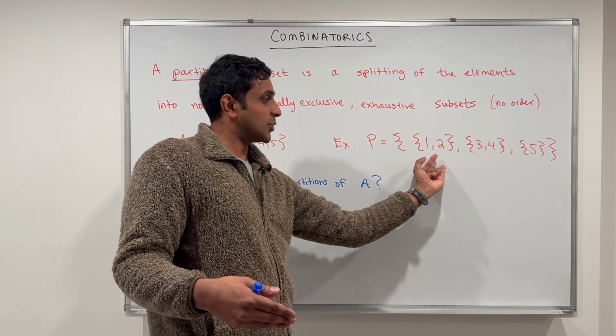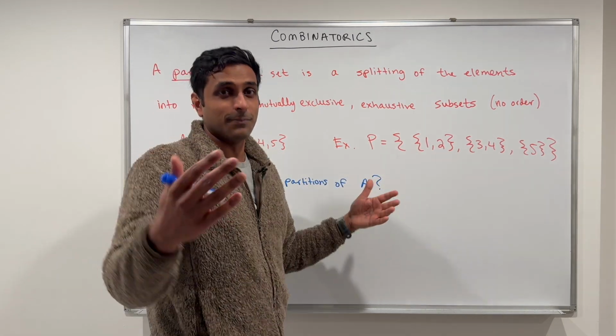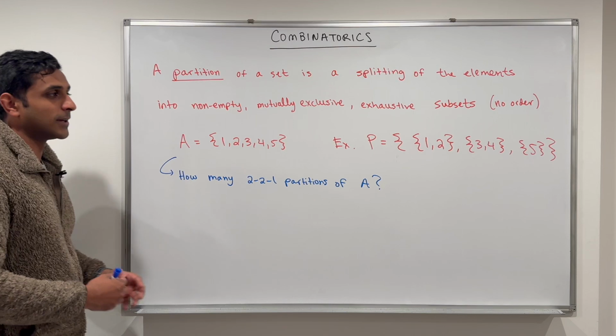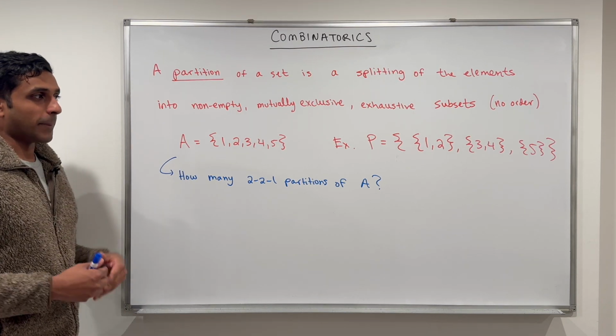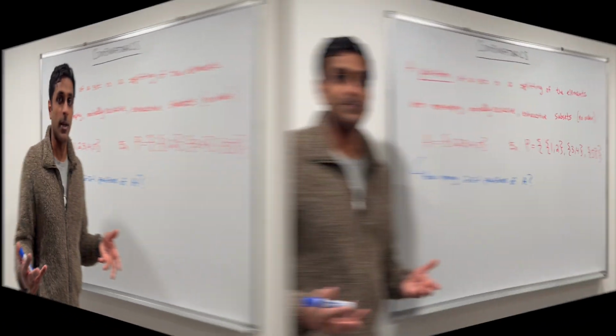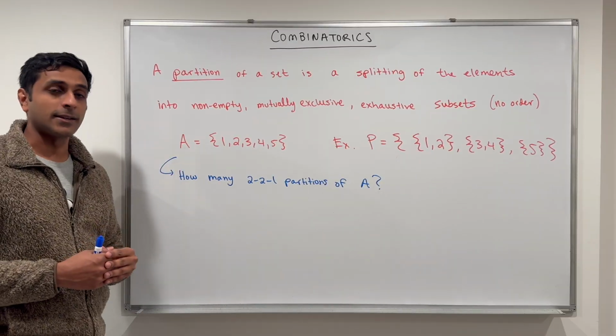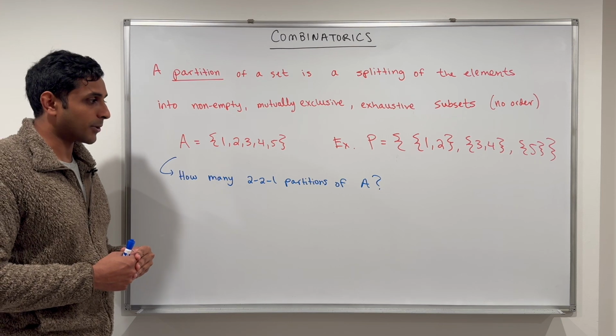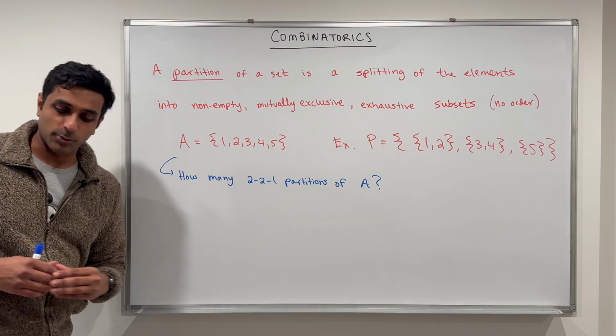So if you switch the 2 and the 1 inside, it's actually still the same partition overall, okay? So based on that, we can also think of this as like a 2, 2, 1 partition. For this particular set A, how many 2, 2, 1 partitions are there? Take a moment to come up with a numerical answer to that question.